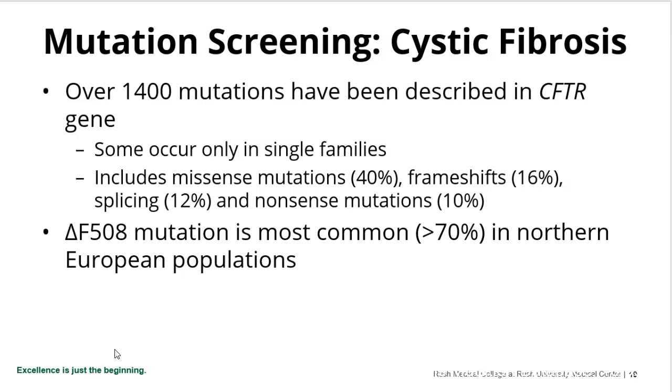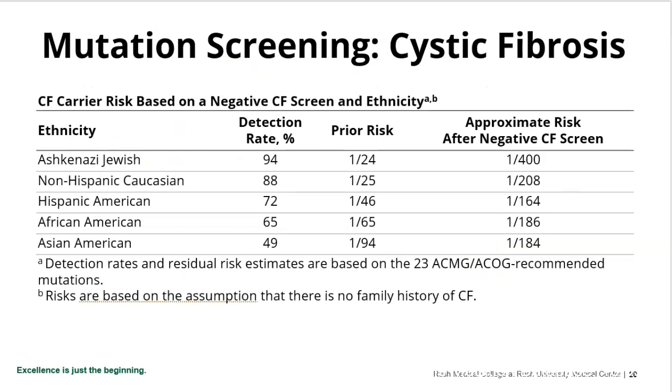Some occur only in certain families, and these include missense, frame shift, splicing, and nonsense mutations. But Delta F508 is the most common. 70% of patients with CF have actually this one mutation, especially in Northern Europeans. And so this is a little bit different of a carrier frequency than the one I showed you in the Mendelian, because sometimes they say it's 1 in 25, sometimes they say it's 1 in 29.